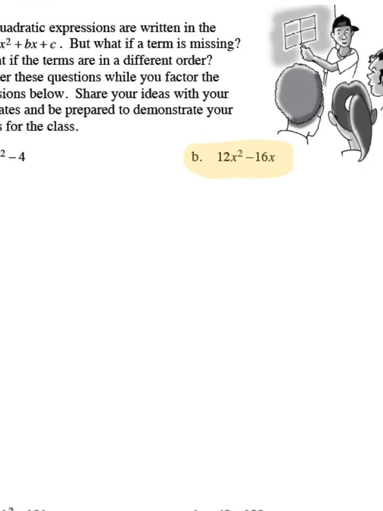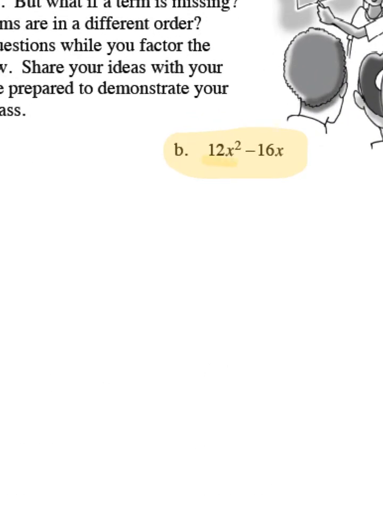Both of these terms have an x in them, so I can take out an x, and you can think about it like dividing by an x or taking out an x. And all these numbers can be divided by 4. 12 can be divided by 4, and 16 can be divided by 4. So now I see what my common factor is, and I'm going to use the greatest common factor strategy.